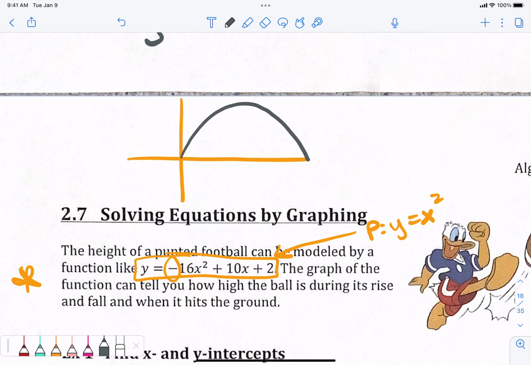There we go. Perfect. Okay, so this is the graph of a parabola. That's a frowny face. Notice that I put it in the first quadrant because when we're punting a football, we can't have negative distance or negative time, right?